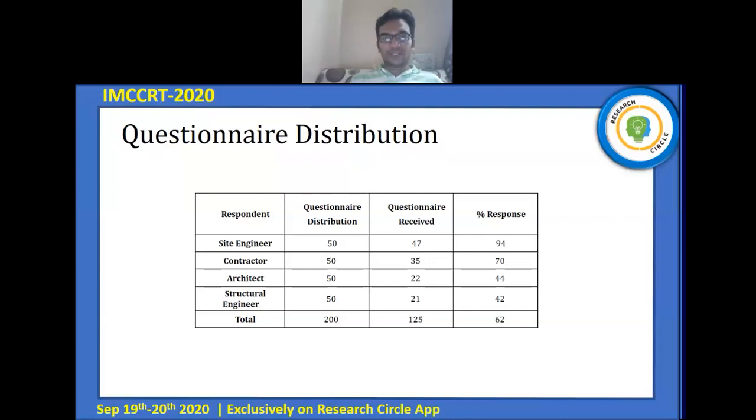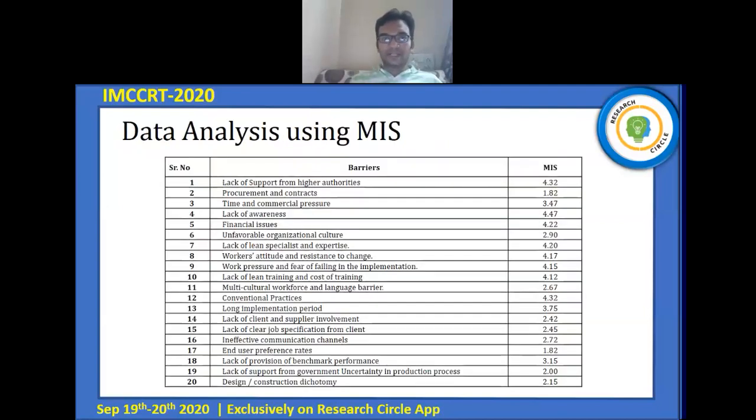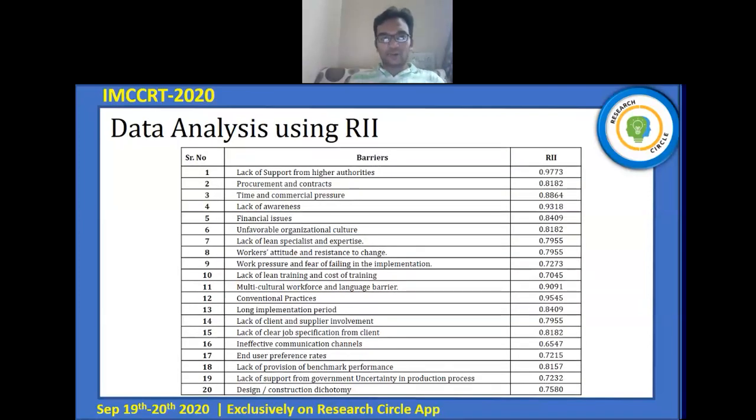Now the questionnaire distribution was done. A total of 200 respondents were selected. Out of that, 125 responses have been received, and the analysis is done on those 125. This is the mean item score calculated for each and every barrier. Here you can see from the right, MIS, this is 4.32. That is the mean item score value for barrier number 1. So out of 125 respondents, the responses were taken, and using this equation of MIS, these are the calculations done for all the barriers. In the same way, RII is calculated for all the barriers.